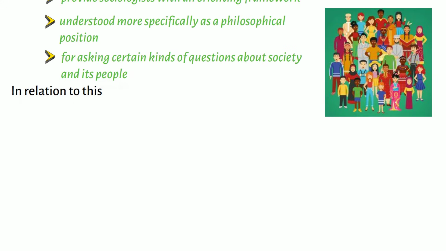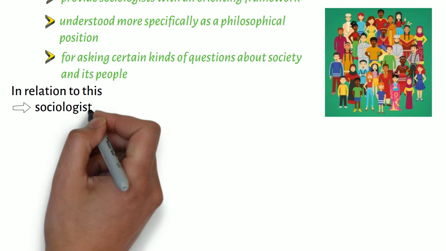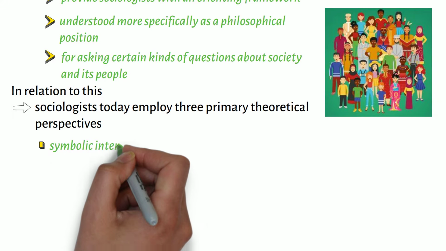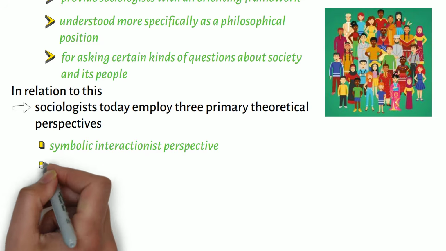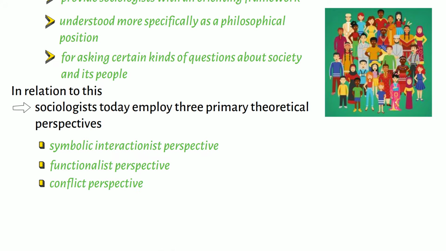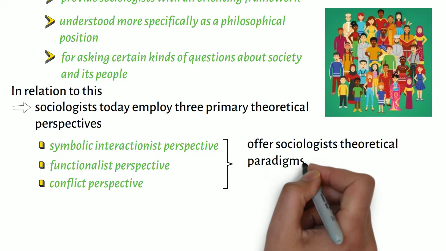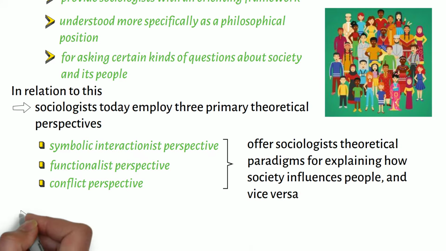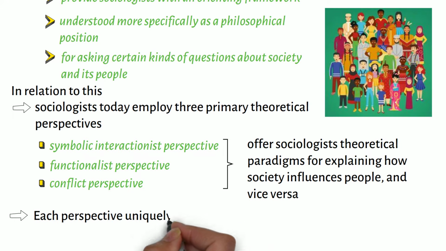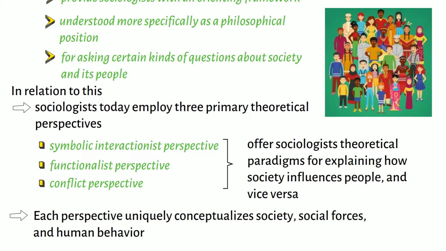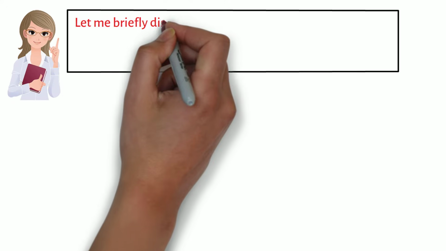In relation to this, it is important to note that sociologists today employ three primary theoretical perspectives, namely, the symbolic interactionist perspective, the functionalist perspective, and the conflict perspective. These perspectives offer sociologists theoretical paradigms for explaining how society influences people, and vice versa. Each perspective uniquely conceptualizes society, social forces, and human behavior. Let me briefly discuss each perspective below.